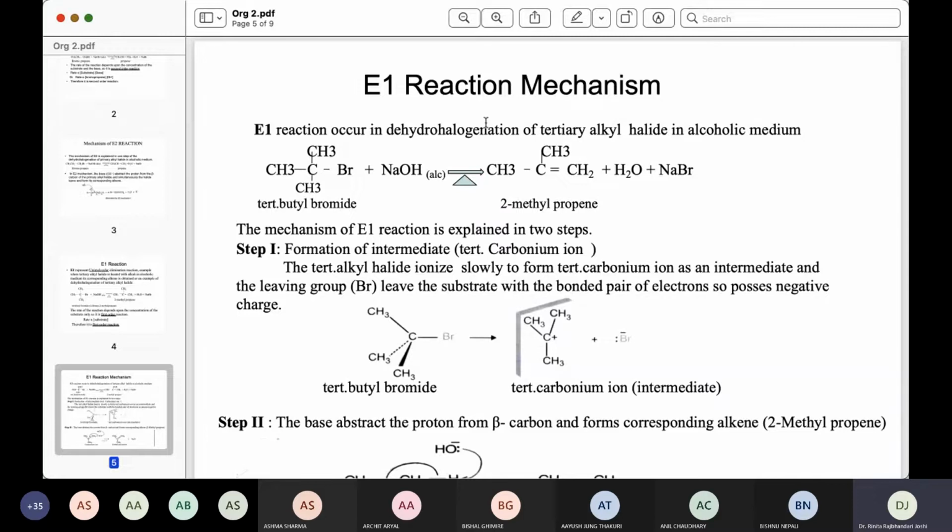Similar to the SN1, this reaction mechanism is also explained in 2 steps. Okay, when you say E1 reaction mechanism, yes, it occurs in the dehydrohalogenation of the tertiary alkyl halide in alcoholic medium, or when the tertiary alkyl halide is heated with alcoholic NaOH or KOH alkali, then you get the alkene. The mechanism is explained in 2 steps.